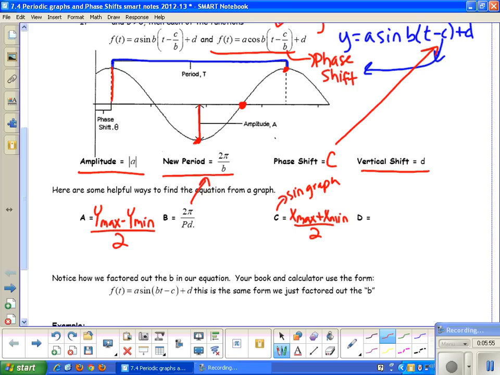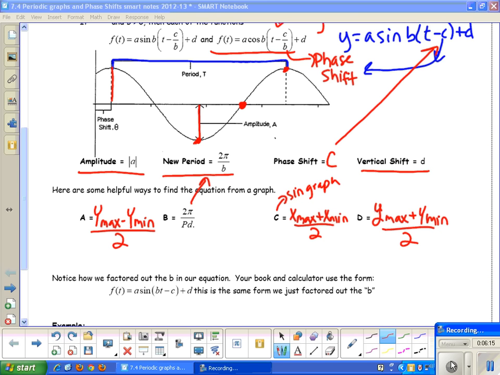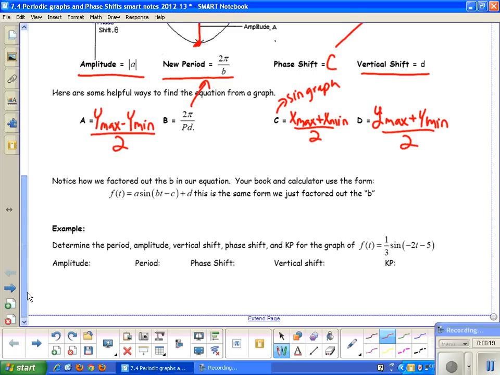And your d value is going to be your y maximum plus your y minimum, divided by 2, to give you your vertical shift that we have. So let's go ahead and do some examples of this.